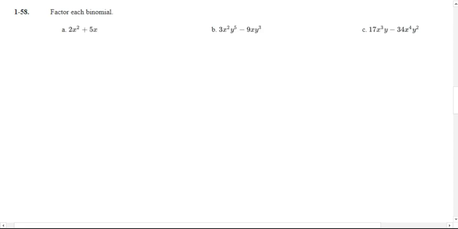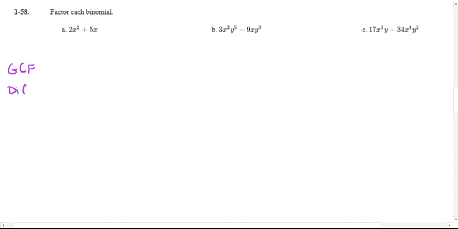Here we're asked to factor each binomial. Now, factoring binomials really quick before we just dive into it, there's only a couple things that we can do to factor a binomial. The first would be check for greatest common factors. That's what we do no matter what we are working with. So, any binomial, trinomial, whatever, we do greatest common factor.